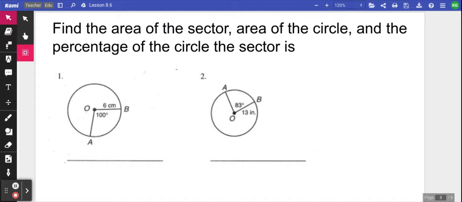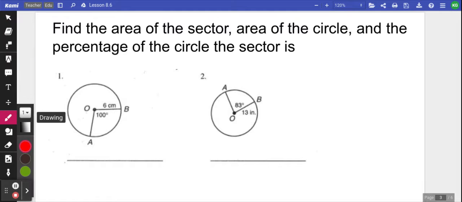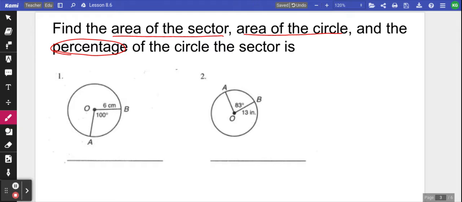Okay, so we have 3 steps here in these problems. First, we need to find the area of the sector, then find the area of the circle, and finally, the percentage of the circle that the sector is.